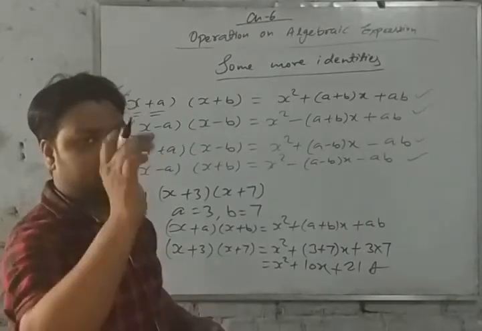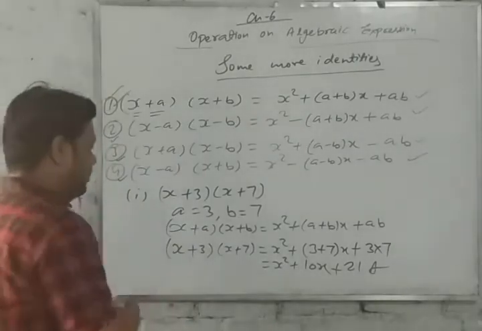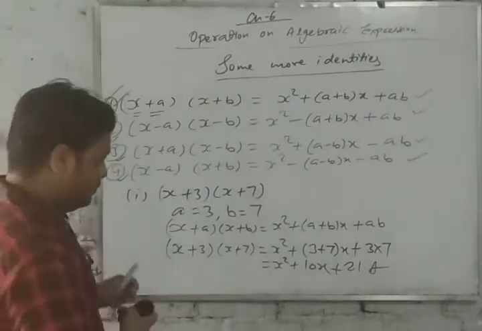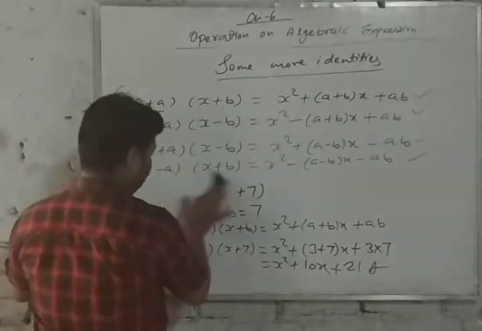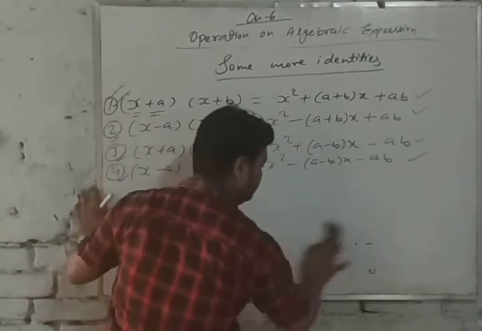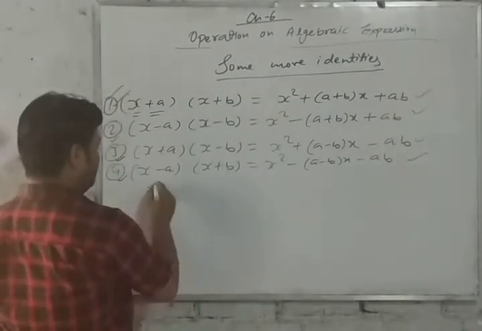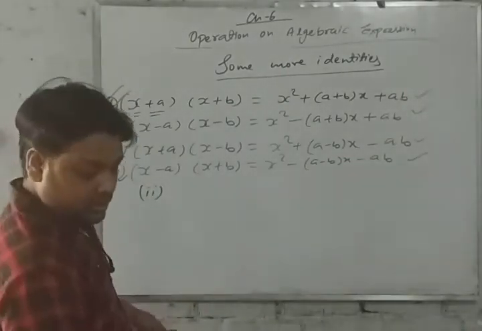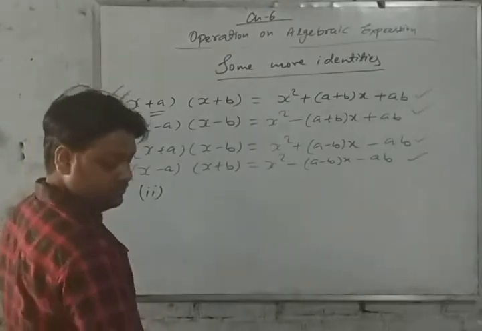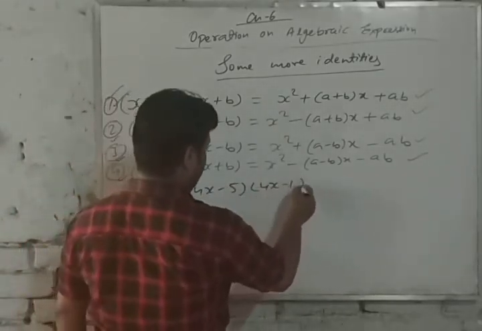Okay. Now let's solve another question. I hope that you all have understood. So let's do the second question. Now the second question is 4x minus 5 and 4x minus 1.